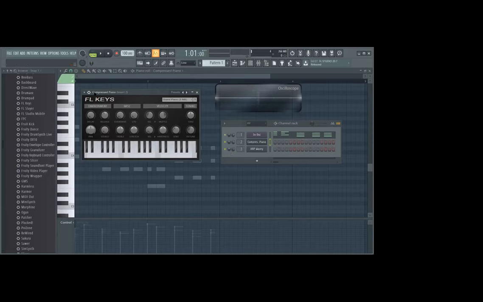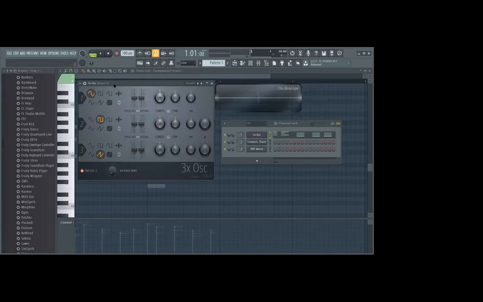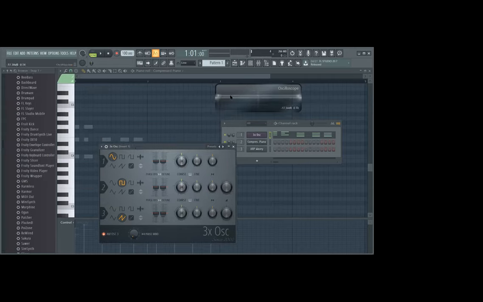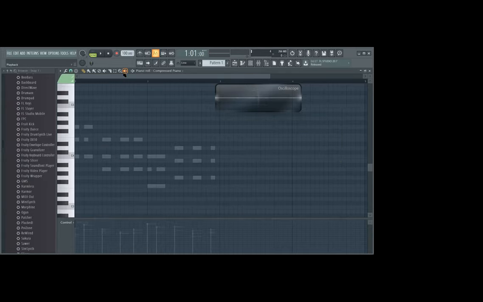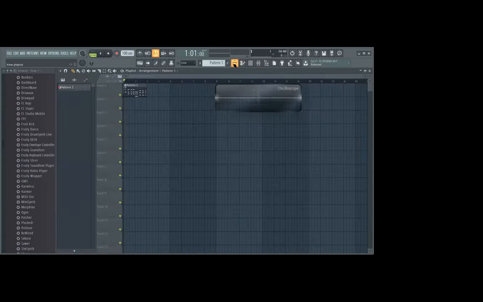Okay, so I've shown that you can play things that sound like real instruments. You can build sounds that don't sound like real instruments. And then you might wonder, okay, you can make a sound, but a song is more than just a single sound. You have to lay it out over time. It also lets you do that.